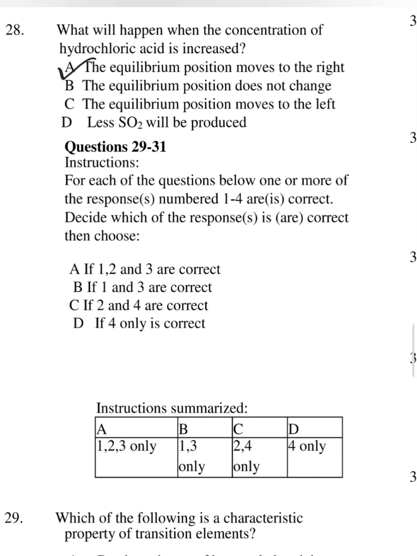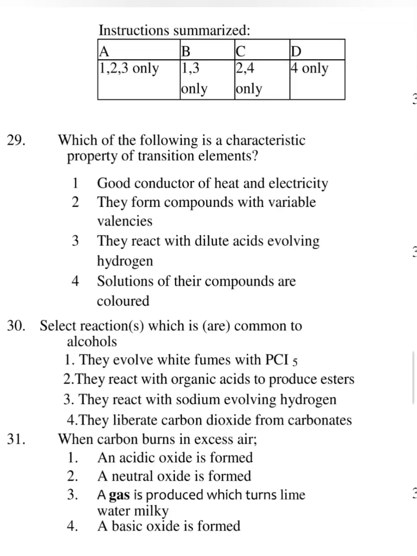Questions 29 to 31. Instructions. For each of the questions below, one or more of the responses numbered 1 to 4 are correct. Decide which of the responses is or are correct, then choose A if 1, 2, and 3 are correct, B if 1 and 3 are correct, C if 2 and 4 are correct, D if 4 only is correct. The instructions are summarized as A, if 1, 2, and 3 only. B, if 1 and 3 only. C, if 2 and 4 only. D, 4 only.